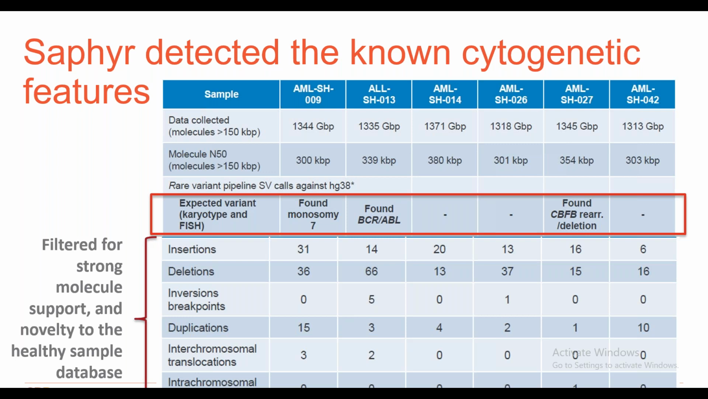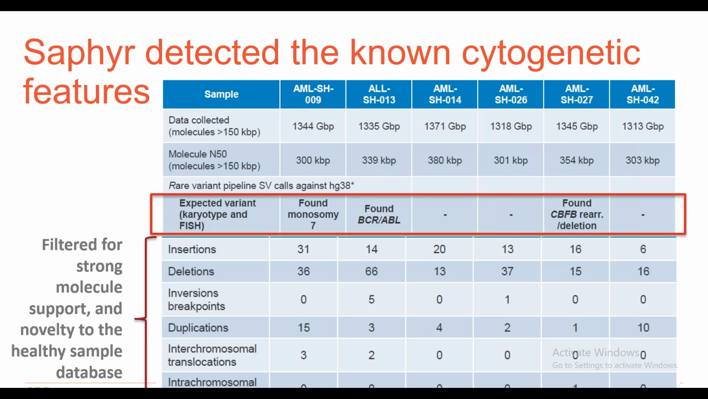When we gave them 6 samples, we gave them 3 that we knew had major rearrangements. So a deletion of chromosome 7 in the first one, a traditional BCR-ABL Philadelphia chromosome, and then also a rearrangement in the CBFB gene rearrangement deletion. And I'm going to show examples of all of those.